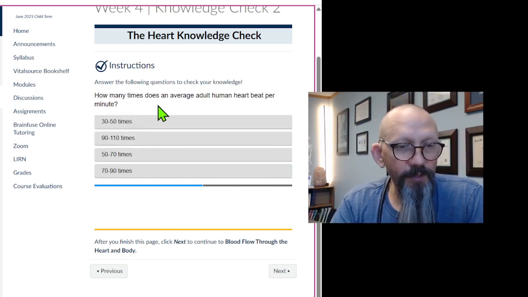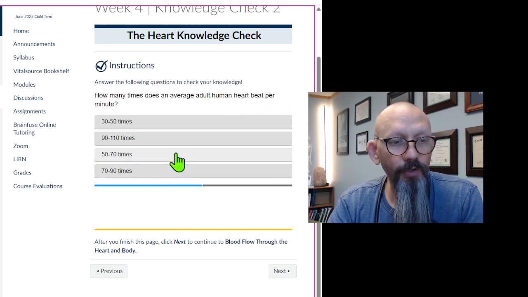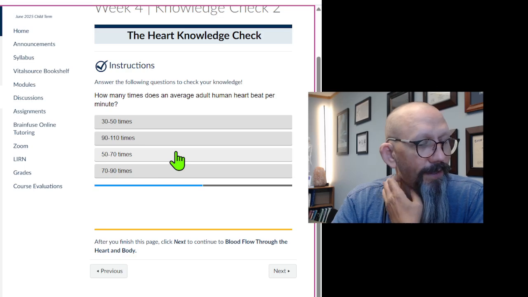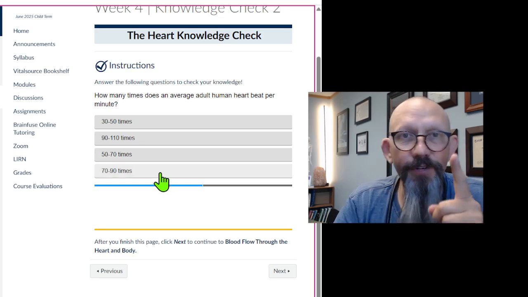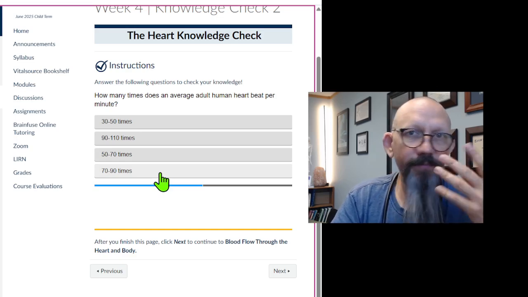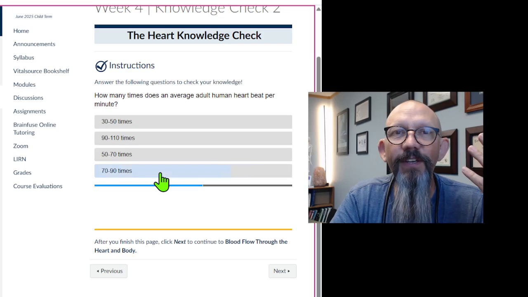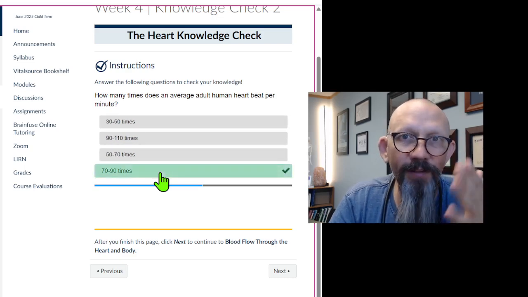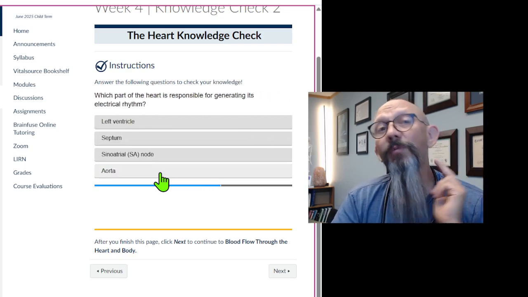How many times does the average human heart beat per minute? Now you can do your own. It's average, average. Mine beats lower because I'm on medicine, and it makes it lower. The average is 70 to 90 times a minute, usually around 60. If you check yours, the best way to check it is through here.